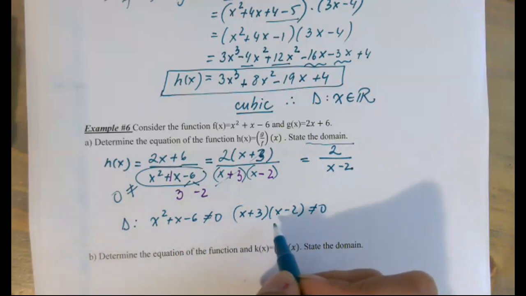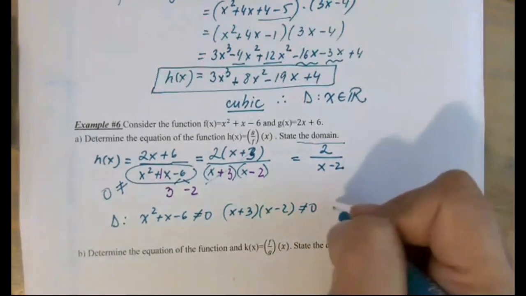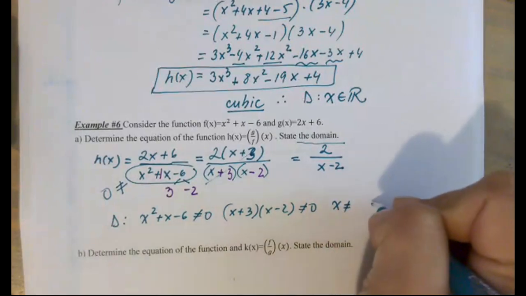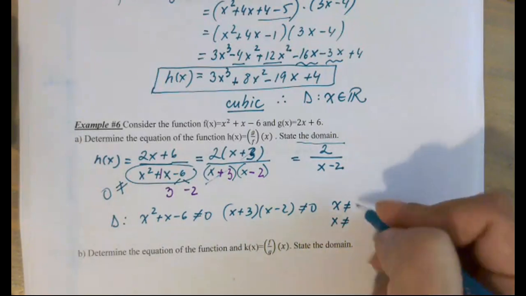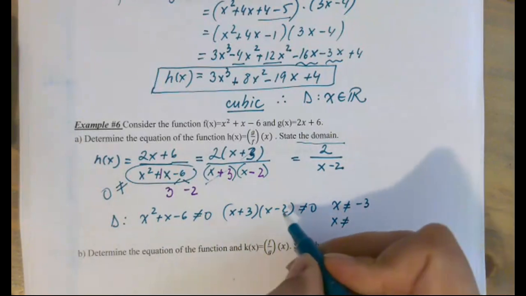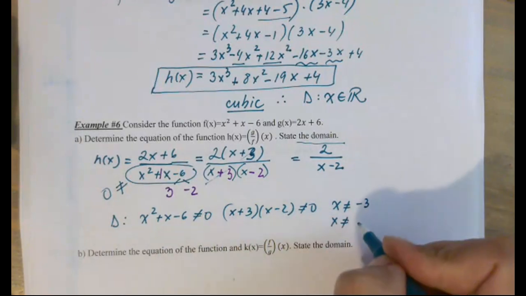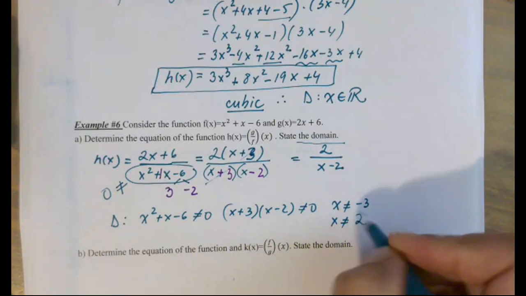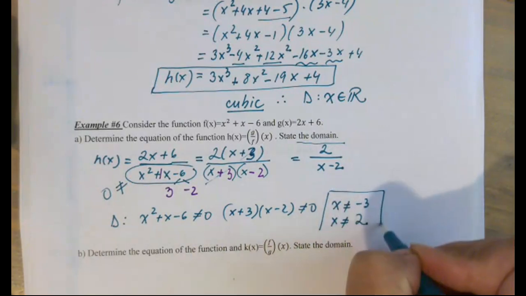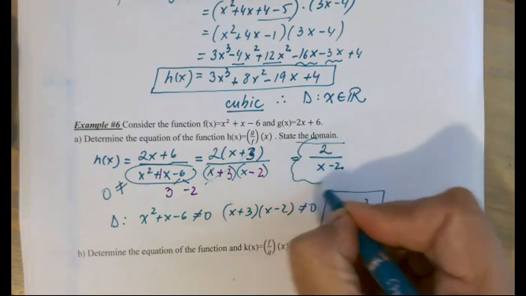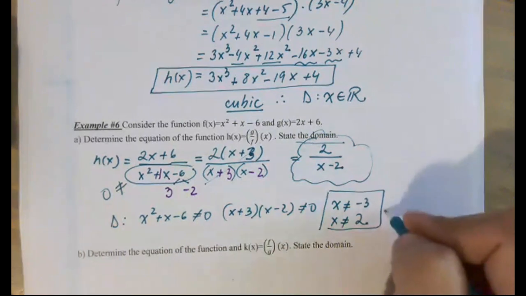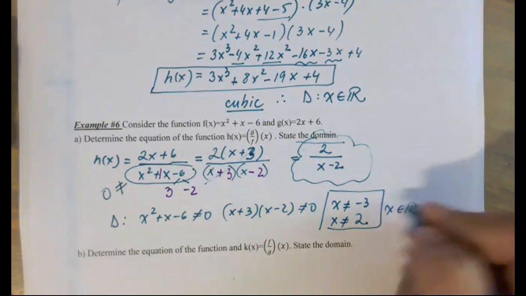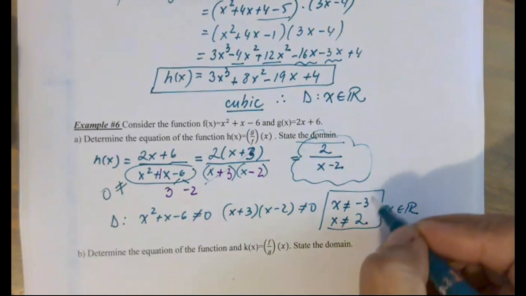And then I can see what the x's are, and I cannot have in my domain. X cannot be -3 from the first bracket, and x cannot be 2 from the second bracket. Everything else I'm allowed to have for this to exist. So all of the real numbers are okay, except for these 2.